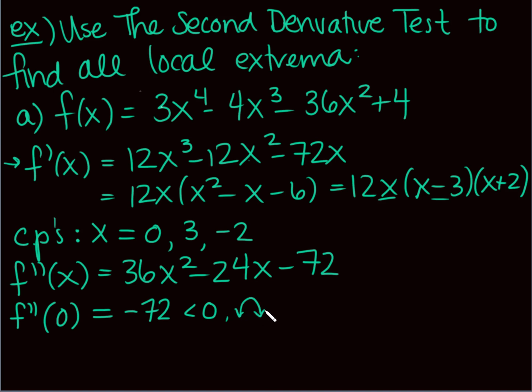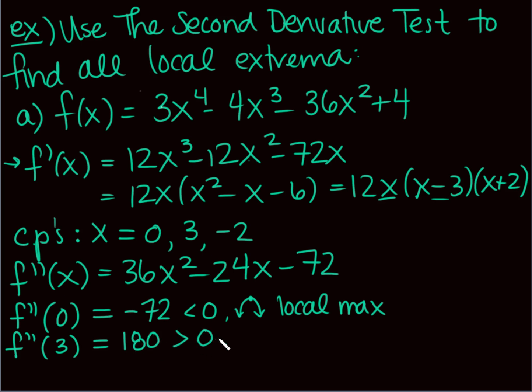This is what I always do because I try not to memorize things too much. Try and think through it a little bit. If you remember that negative means you're concave down, I'll just draw myself a little concave down and be like, oh yeah, what does that mean? I have a local max. So we have a local max. And then I'm going to test the other ones. F double primed of 3, that's 36 times 9, minus 24 times 3, minus 72. I get 180. Again, I don't really care about what that actual number is. What I care about is whether it's positive or negative. It's positive, so I'm concave up. So what do we have here? We have a local min.